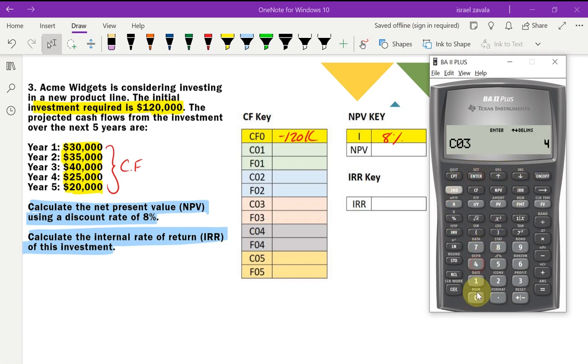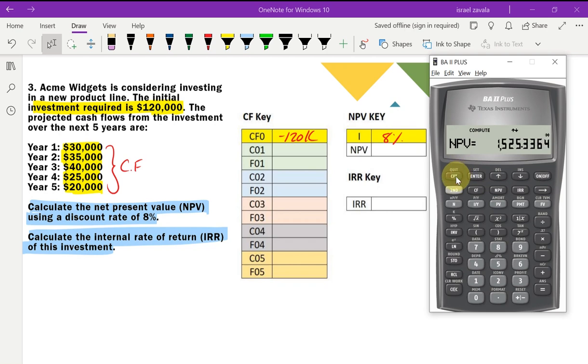Year 3 is 40,000. Year 4 is 25,000. And year 5 is 20,000. Now let's just give it a quick loop: 120, 30, 35, 40, 25, 20. Great. Let's go to NPV, put in our 8% discount rate, scroll down to NPV, and then compute.